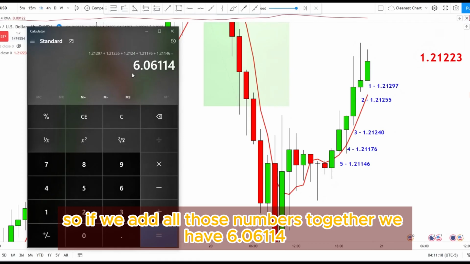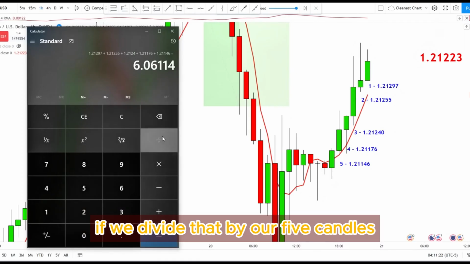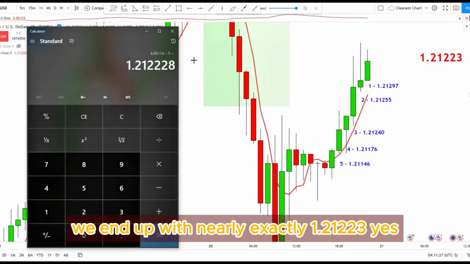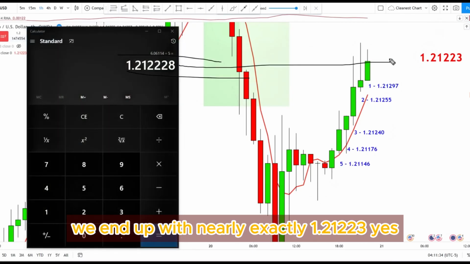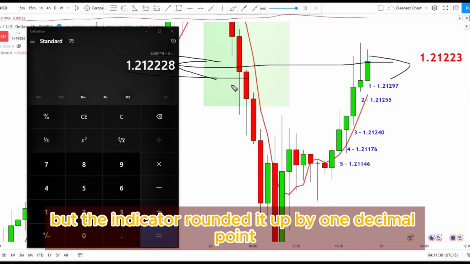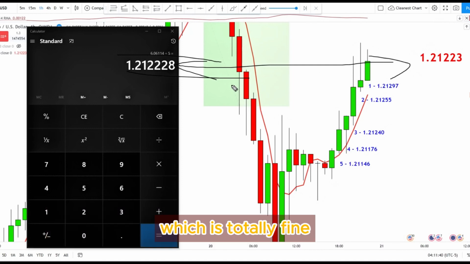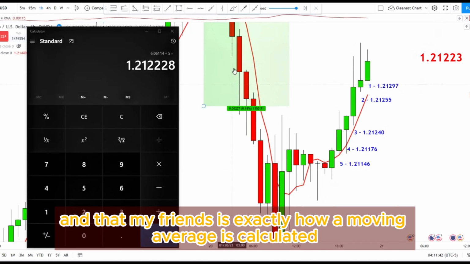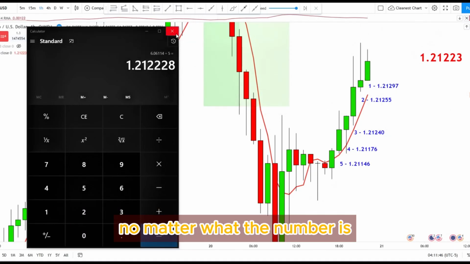So if we add all of those numbers together, we have 6.06114. And if we divide that by our 5 candles, we end up with nearly exactly 1.21223. Yes, we have 228 here, but the indicator rounded it up by 1 decimal point, which is totally fine. And that, my friends, is exactly how a moving average is calculated no matter what the number is.